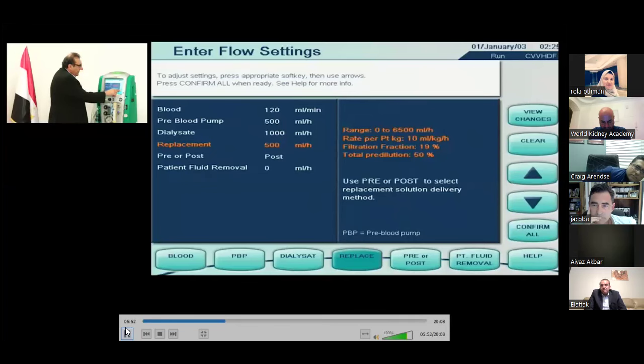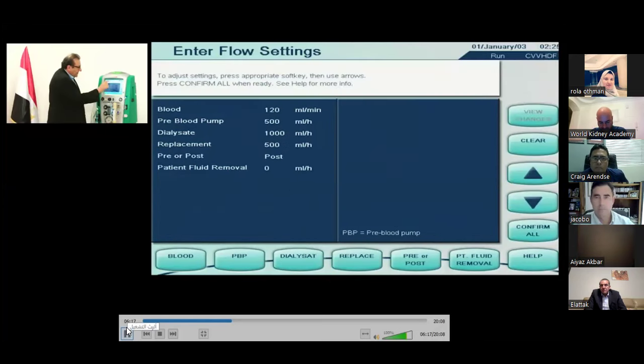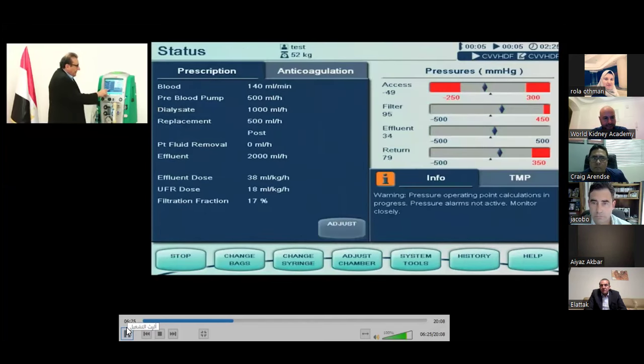You see that, of course, the dose has increased to 38 ml per kg per hour, which is a much higher dose. But we still have a decent filtration fraction at 19%. But remember, this is a zero heparin prescription. Blood pump is so low. Maybe one decides to increase the blood pump due to the lower filtration fraction, but also to increase the clearance. As we said, it is secondary to increasing the CRRT dose. So you go to adjusting and you increase the blood pump speed, for example, to 140. You can see here a better filtration fraction, but also a better clearance.